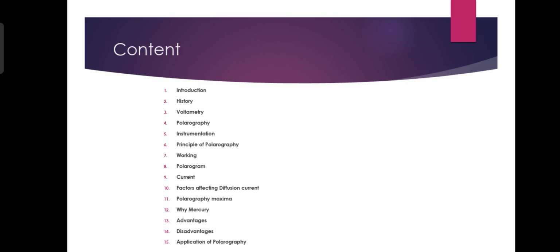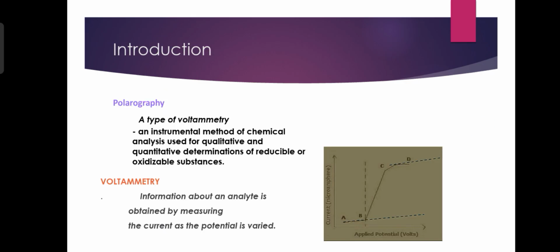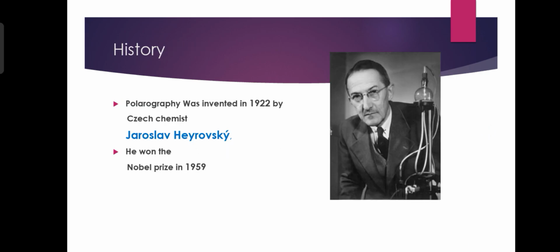Here is my content page, and next I come to the introduction of polarography. Polarography is just a type of voltammetry which is used for qualitative and quantitative analysis of reducible or oxidizable substances. Next I come to voltammetry. It gives information about the analyte by plotting a graph between current and potential difference.